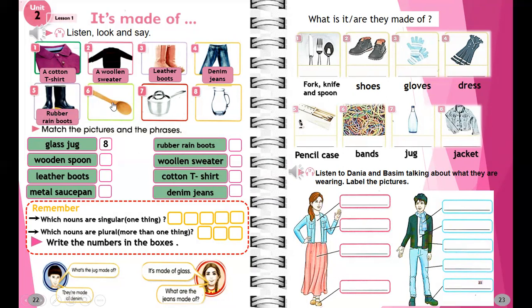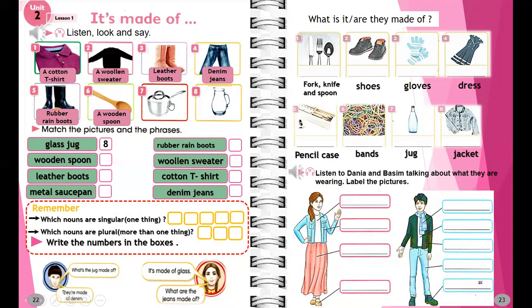Now six. What's it made of? من ماذا مصنوعة؟ It's a wooden spoon. إنها ملعقة خشبية. Spoon يعني ملعقة. Wooden يعني خشبية. إذن it's a wooden spoon. إنها ملعقة خشبية.